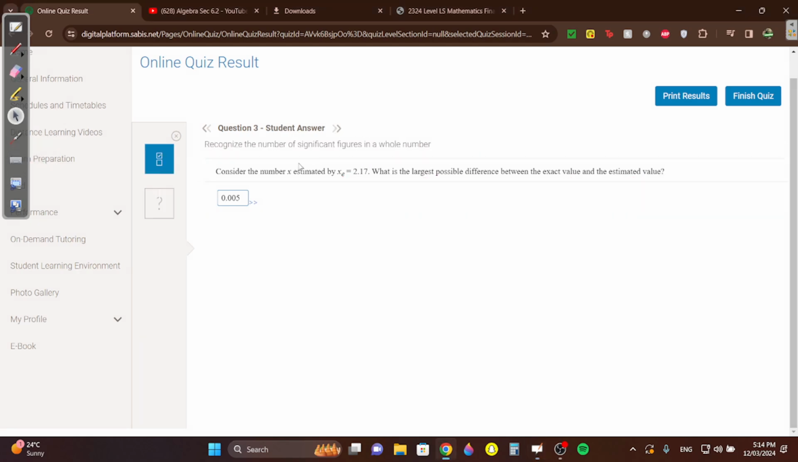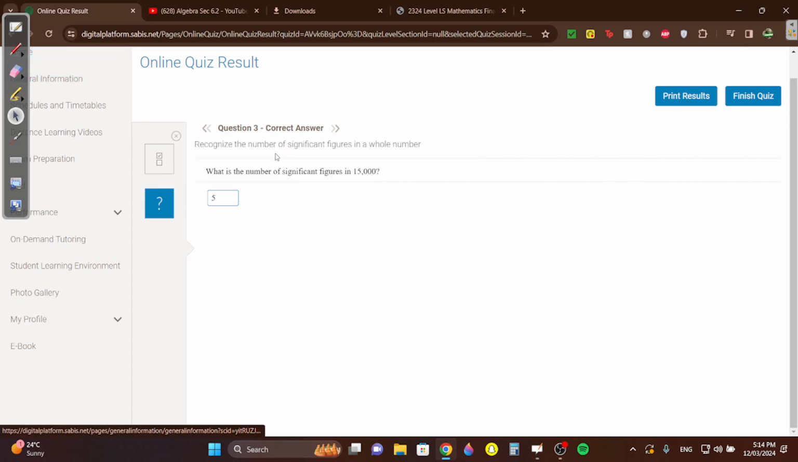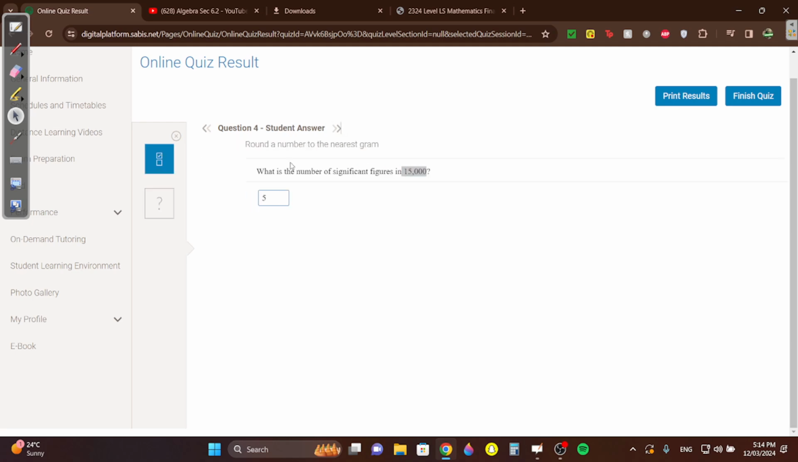Okay, question 3. How many significant figures are here? 1, 2, 3, 4, 5. Question 4. Round this to the nearest gram. I think everybody knows how to round this to the nearest gram. You just, 66.4 becomes 66.